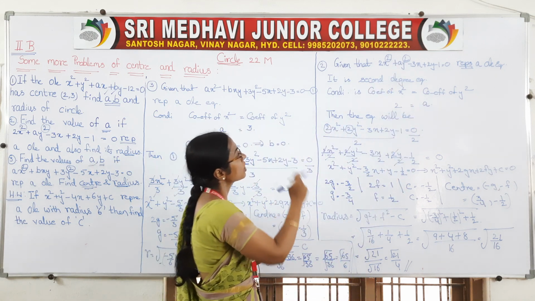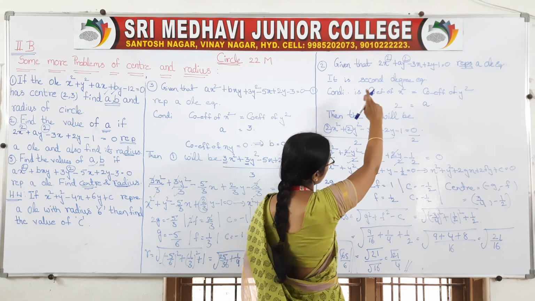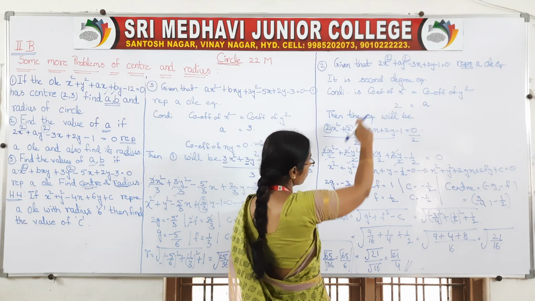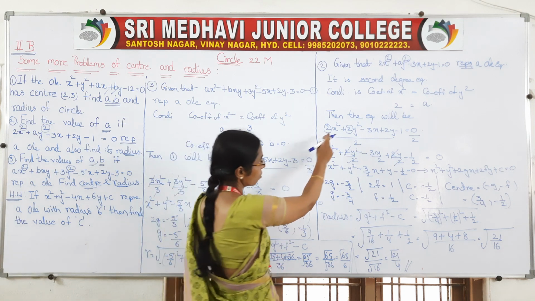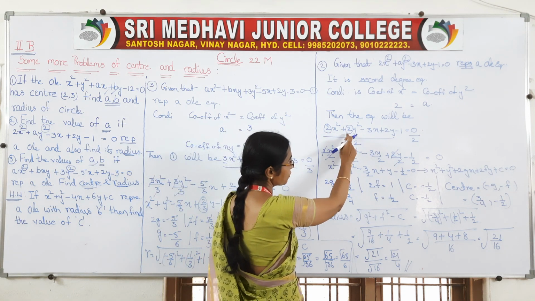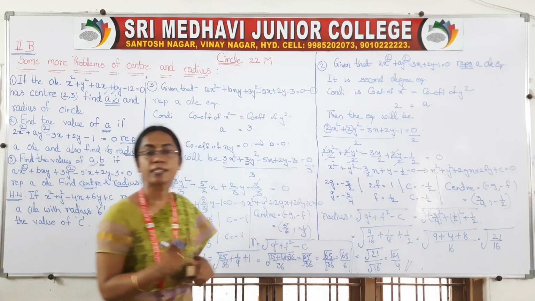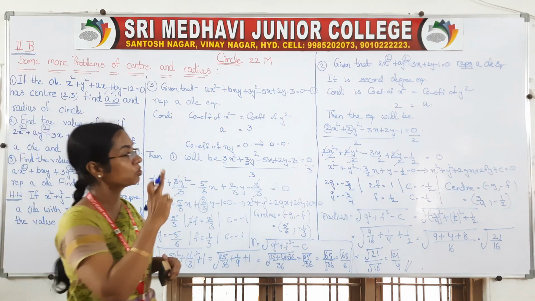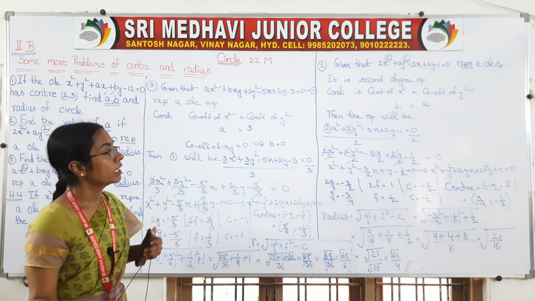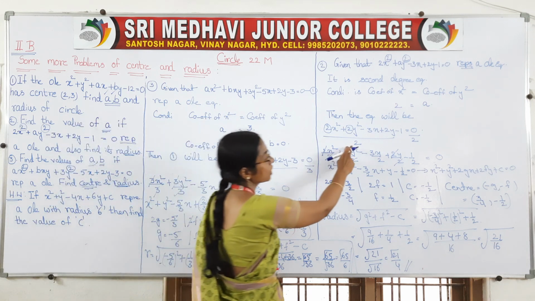Then what will be your equation? 2x square, instead of a we substituted 2, plus 2y square. Observe this equation: the coefficient of x square is 2, the coefficient of y square is 2. But in a circle equation, the coefficient of x square and y square must be equal to 1 only. So divide both sides by 2.